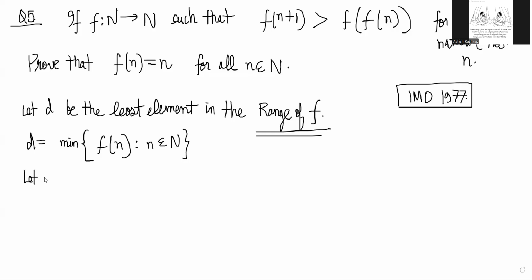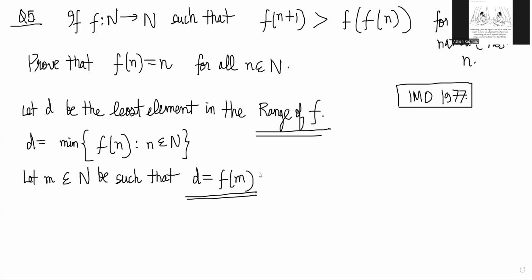Now we can say let m belong to natural numbers be such that D is equal to f(m), right? D is equal to f(m). So this D, which was the least element in the range, I am trying to say m is the number which is the input which gives D as the output, right? The input which gives D as the output is my m, right?